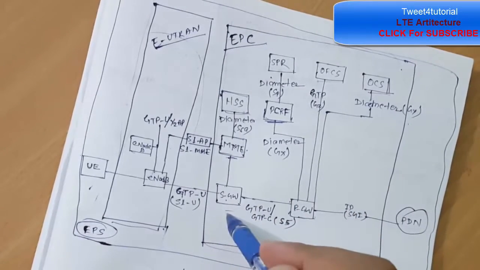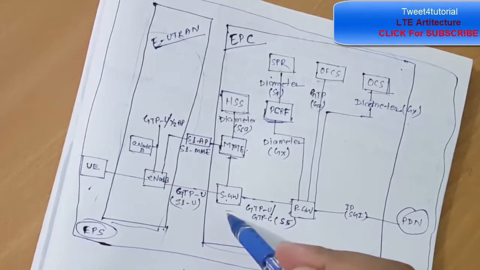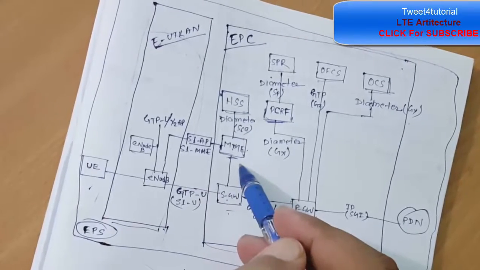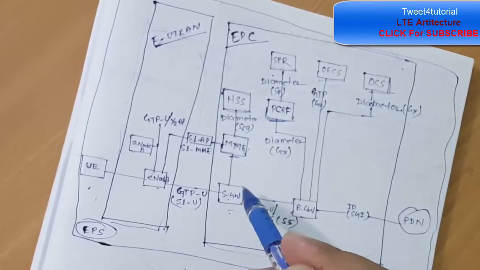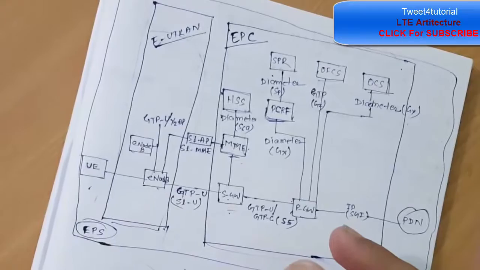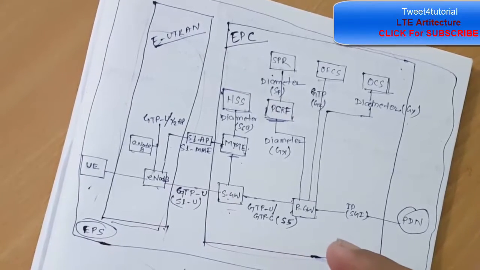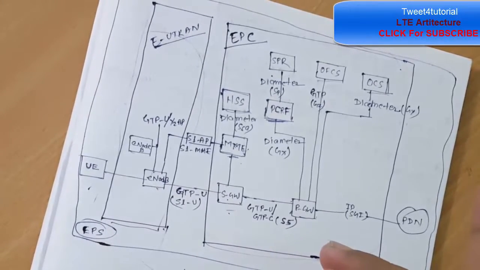After that, the serving gateway terminates the interface toward the E-UTRAN, and it serves as the local mobility anchor point for data connection of inter-eNodeB handover and inter-3GPP handover.